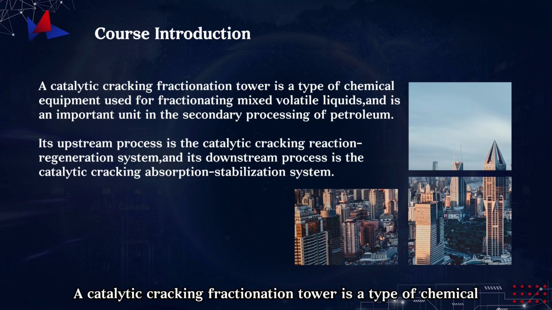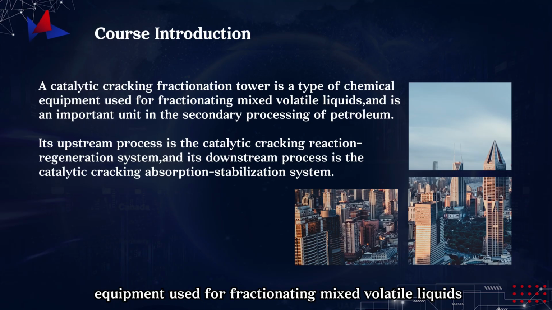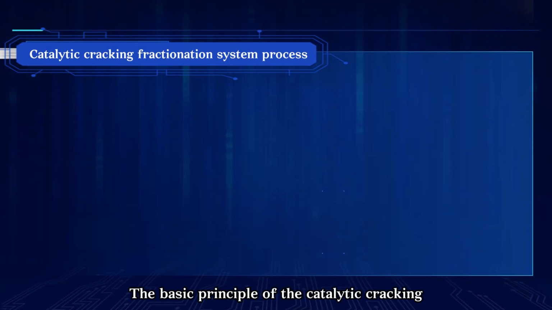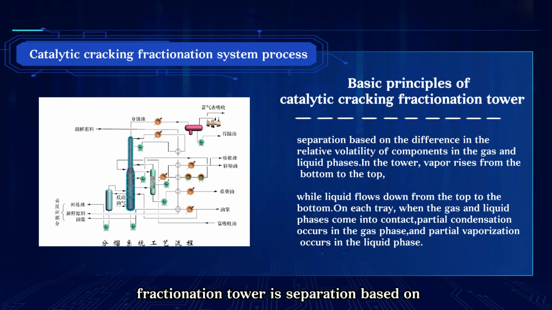A catalytic cracking fractionation tower is a type of chemical equipment used for fractionating mixed volatile liquids and is an important unit in the secondary processing of petroleum. Its upstream process is the catalytic cracking reaction regeneration system, and its downstream process is the catalytic cracking absorption stabilization system. The basic principle of the catalytic cracking fractionation tower is separation based on the difference in the relative volatility of components in the gas and liquid phases.